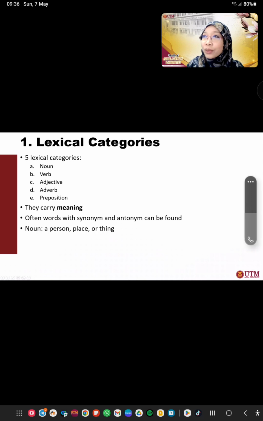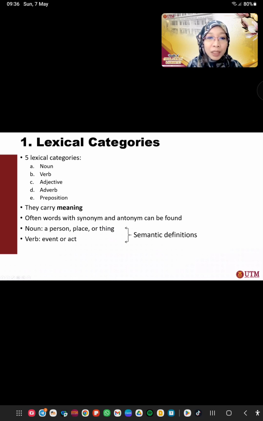I think we all know when we talk about nouns, this is something that requires no further introduction actually. I think by right in this semester, everyone would have known the basic definition of all these lexical categories. So a noun describes a person, place, or thing. And meanwhile, verbs talk about an event or act. And this is what we call having a semantic meaning or semantic definition.